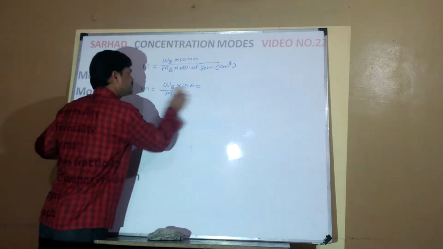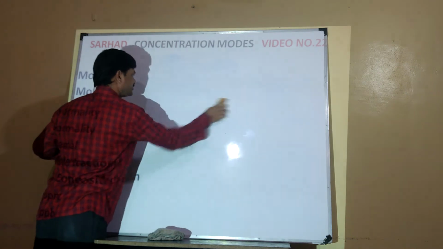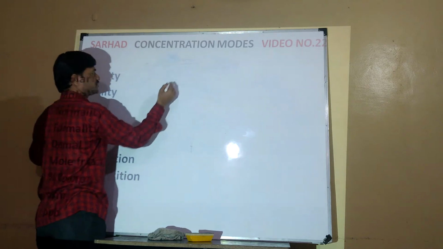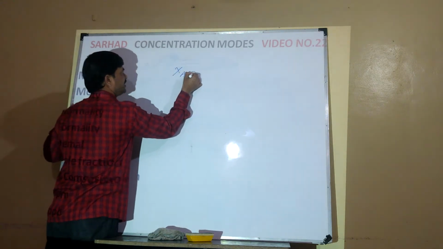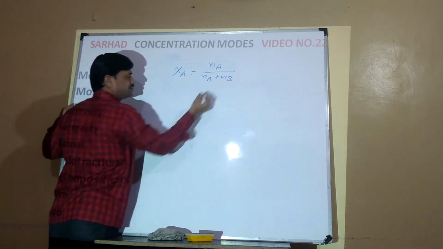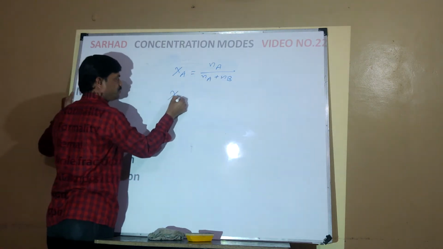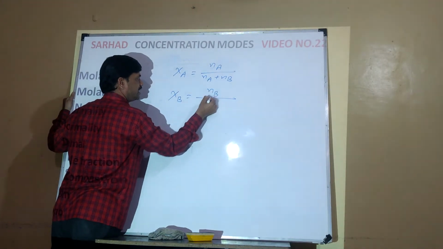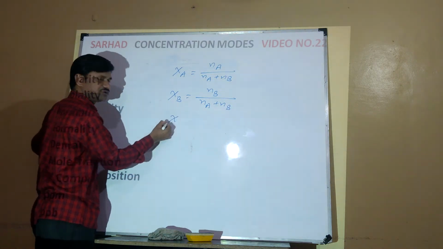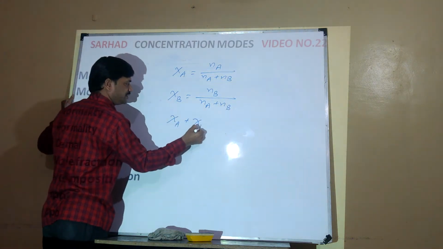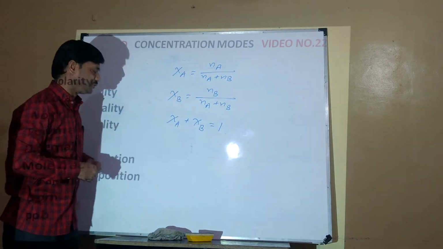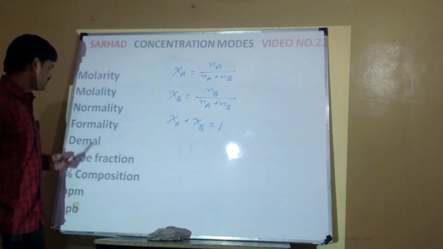So the next important concentration mode is mole fraction. What symbolic notation is used for mole fraction? X. So mole fraction can be given for solvent: XA is nothing but number of moles of solvent upon total number of moles in the solution. Similarly for another component, XB is number of moles of that component upon total number of moles in the solution. In addition to this, XA plus XB equal to 1. Sum of mole fractions of solvent and solute is equal to unity. So this is another important concentration mode.